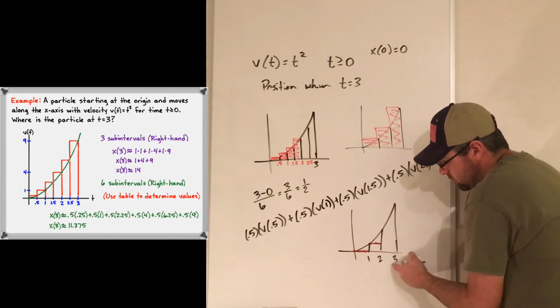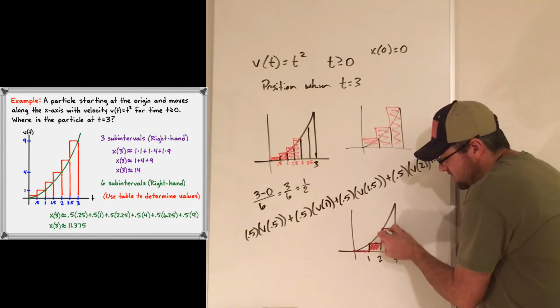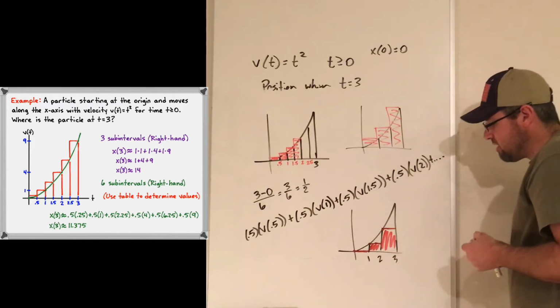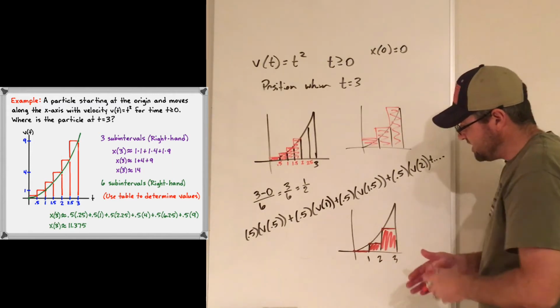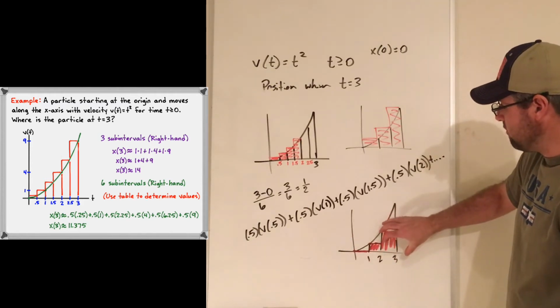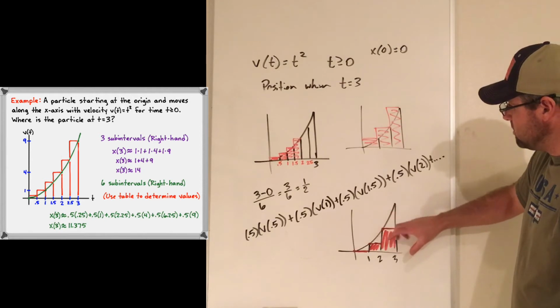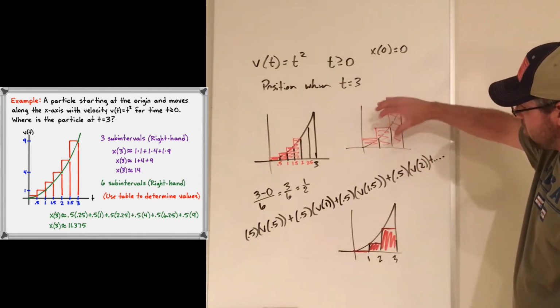And then between 2 and 3, we'd use v of 2, because that's on the left as well. And so we'd be finding the area, and you can see that the approximation that I'm coming up with is now below the actual area of the curve, or area under the curve. And so this is going to be an under approximation, where this one's an over approximation.